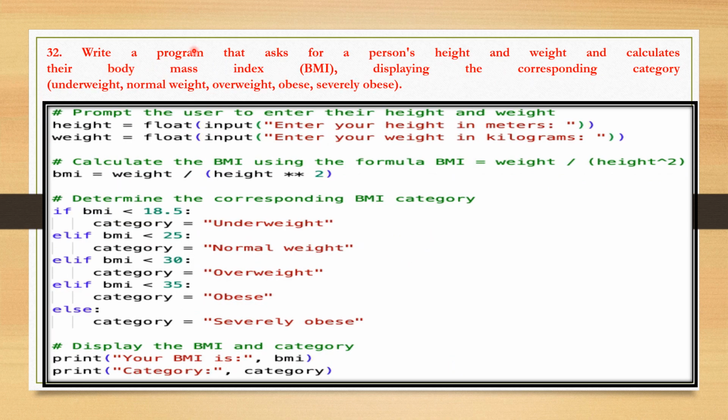And finally the next program is to write a program that asks for the person's height and weight and calculates their BMI, displaying their results as underweight, normal, overweight, obese, or severely obese. So first prompt the user to enter the weight and height, calculate the BMI using this formula, weight divided by height squared, and if this BMI is less than 18.5, the category is underweight. If it is less than 25, normal, less than 30, overweight, less than 35, obese, else it is severely obese. And finally we will display the BMI and the category, which is stored in a category variable, and will show the category, say obese or severely obese or overweight, depending on the results that we get.